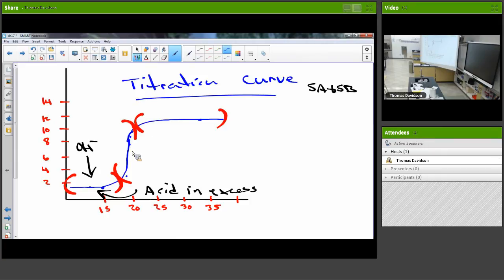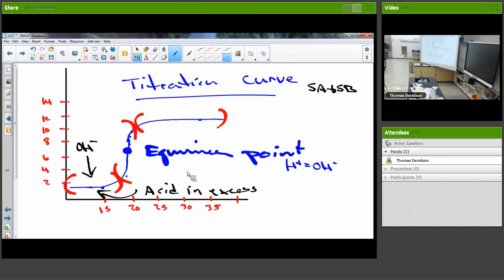Then we get to this part, and this part's important, and you should read it. It's this part right here, and it's called the equivalence point. That's the equivalence point, and that's where H plus is equal to OH minus. Where it's neutral. Yep, that's where it's neutral. We'll call that green.